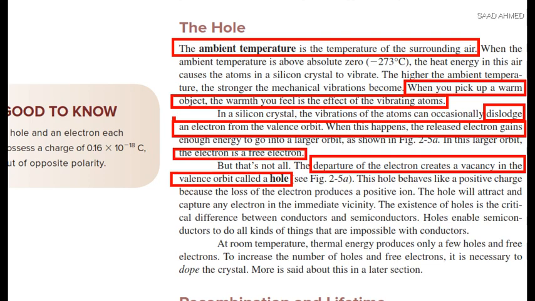When you pick up a warm object, the warmth you feel is the effect of vibrating atoms. So in a silicon crystal, this vibration can dislodge an electron from the valence orbit, and when this happens, the electron goes away from the orbit, leaving a space behind, and that electron is called a free electron. And this departure of the electron creates a vacancy in the valence orbit, which we call a hole, and we consider it positively charged.